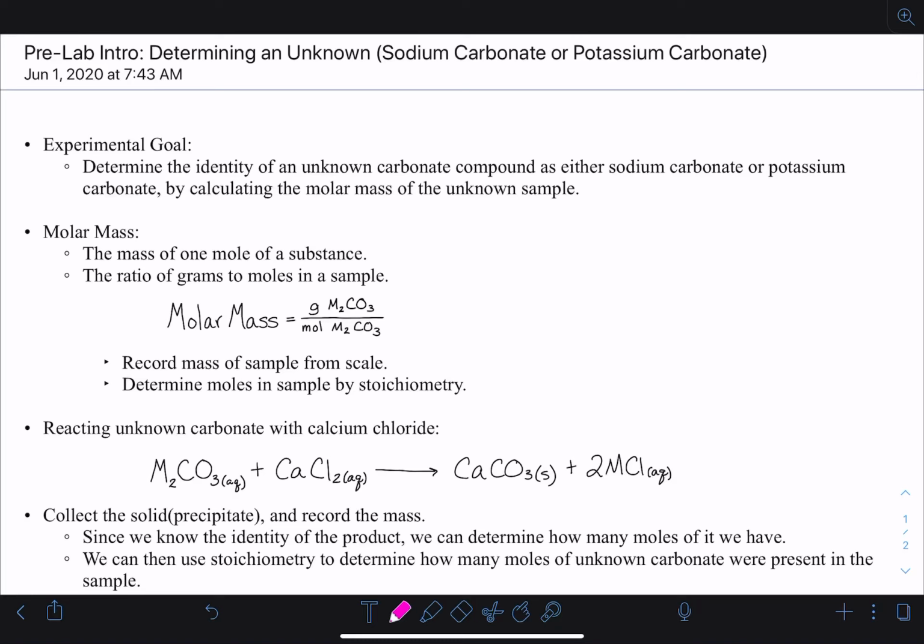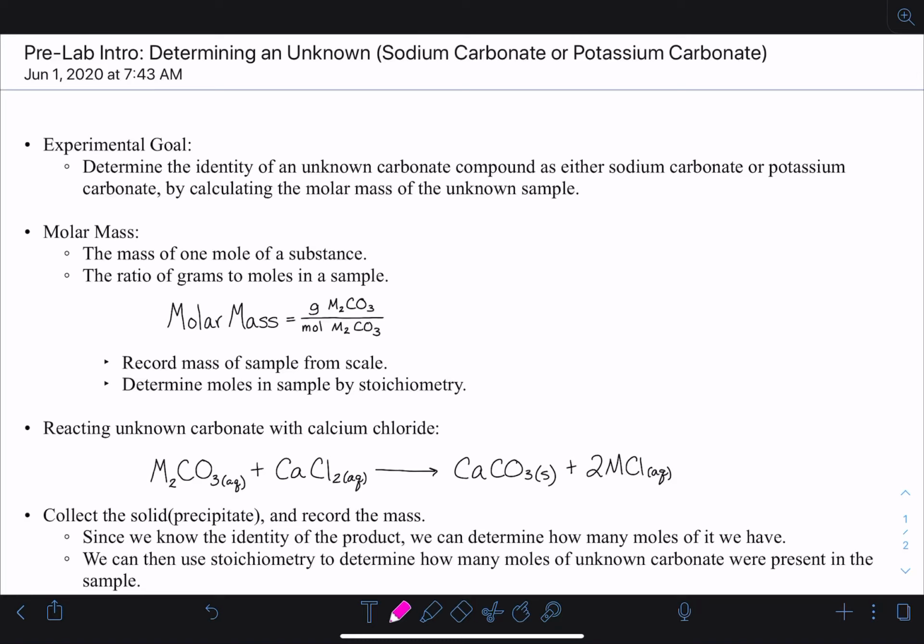In this experiment, your goal is going to be to determine the identity of an unknown carbonate compound as either sodium carbonate or potassium carbonate, and you're going to do that by calculating the molar mass of the unknown sample.